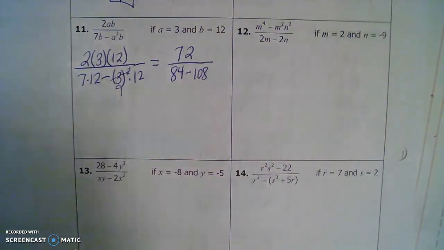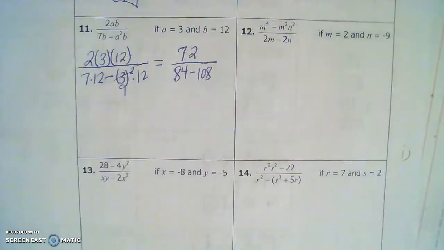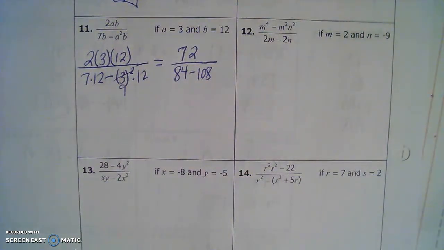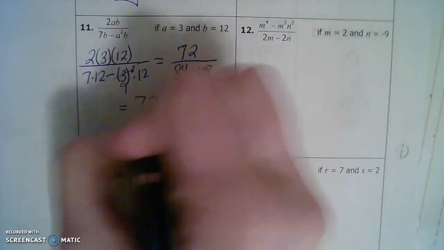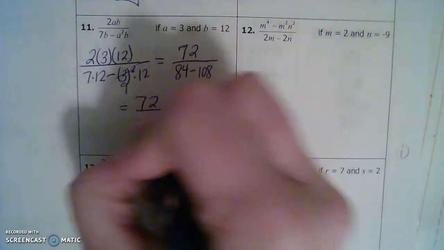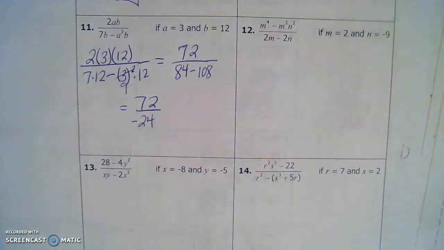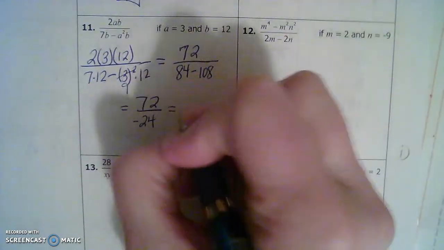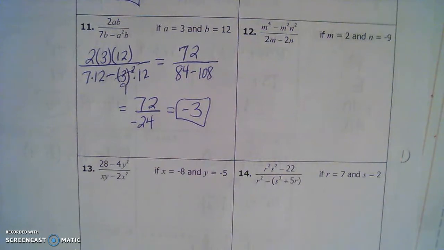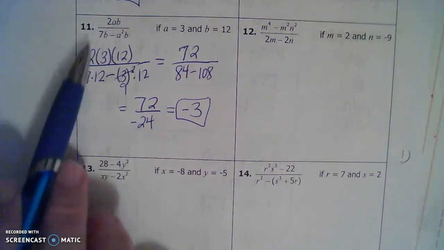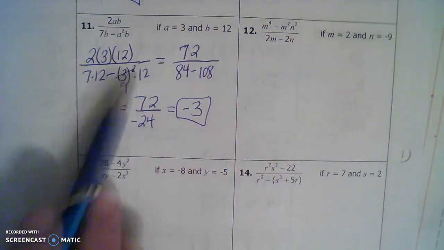So again, you cannot just type that right into your calculator. You need to get the bottom down to one number. So we would end up with 72 on the top still over negative 24. Then we can divide and end up with negative 3 as our final answer. So again, plug it in, get the top down to one number, the bottom down to one number, and then finally divide.